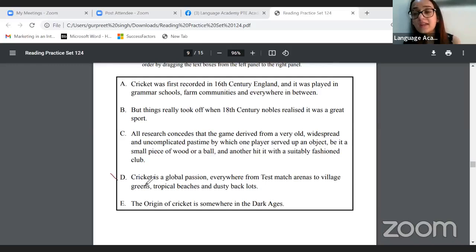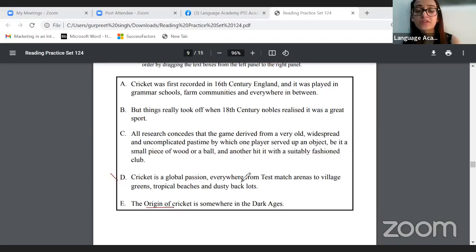Those who are putting E as the first sentence, is your topic just the origin of cricket, or is your topic cricket? Your topic is cricket. Your topic is not just origin of cricket. When you have a sentence about cricket and one about origin of cricket, what is wider? Cricket itself is a wider term than talking about what was the past, what is the present, and what is the future of cricket. So D will be first.